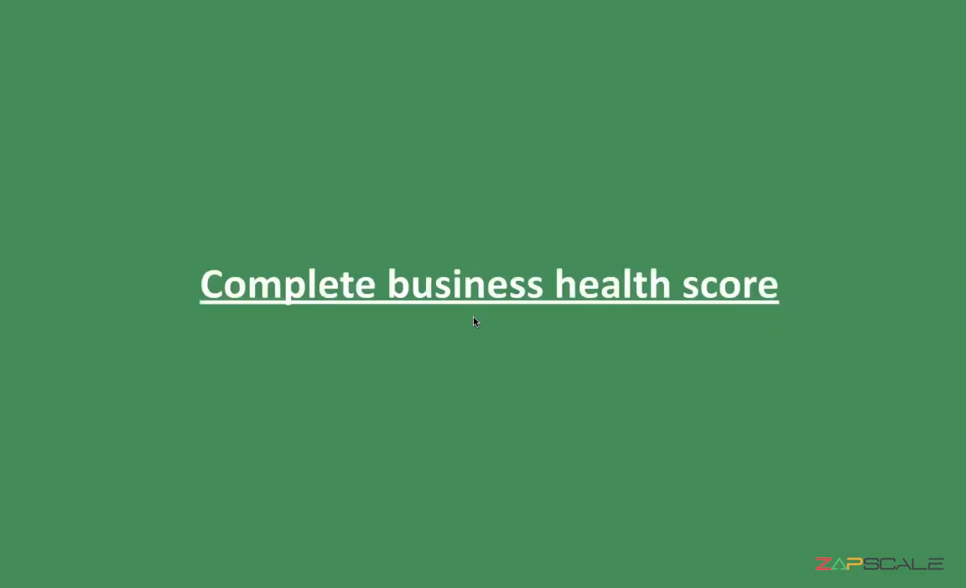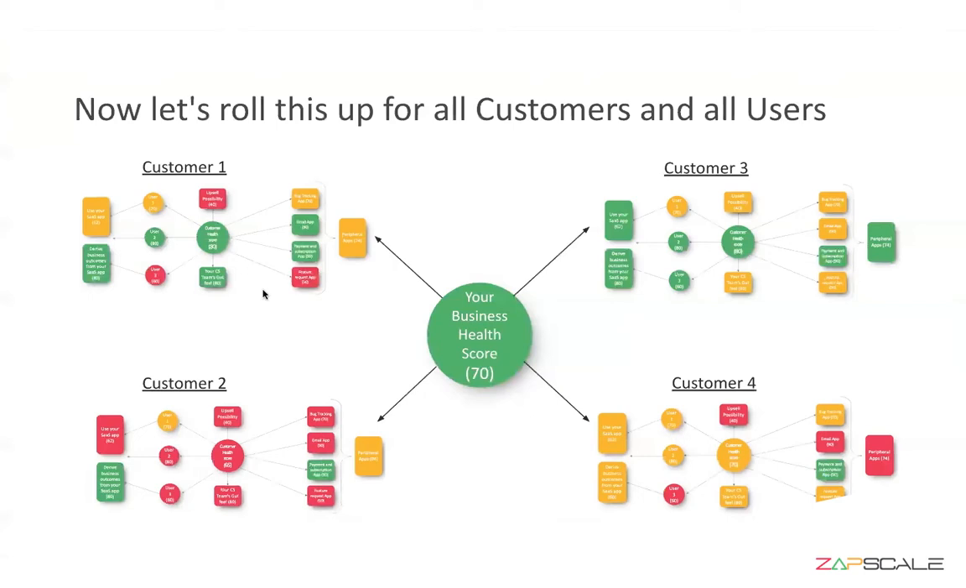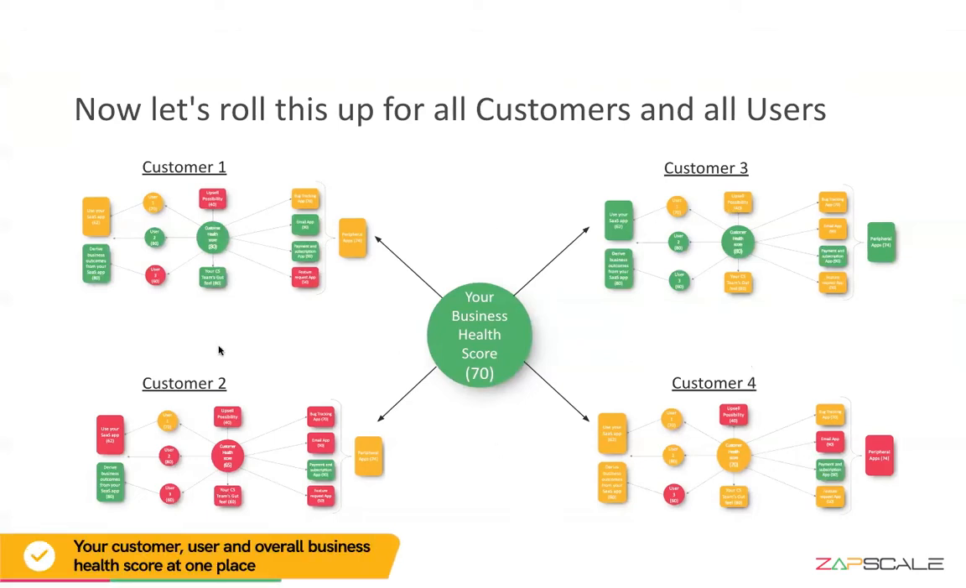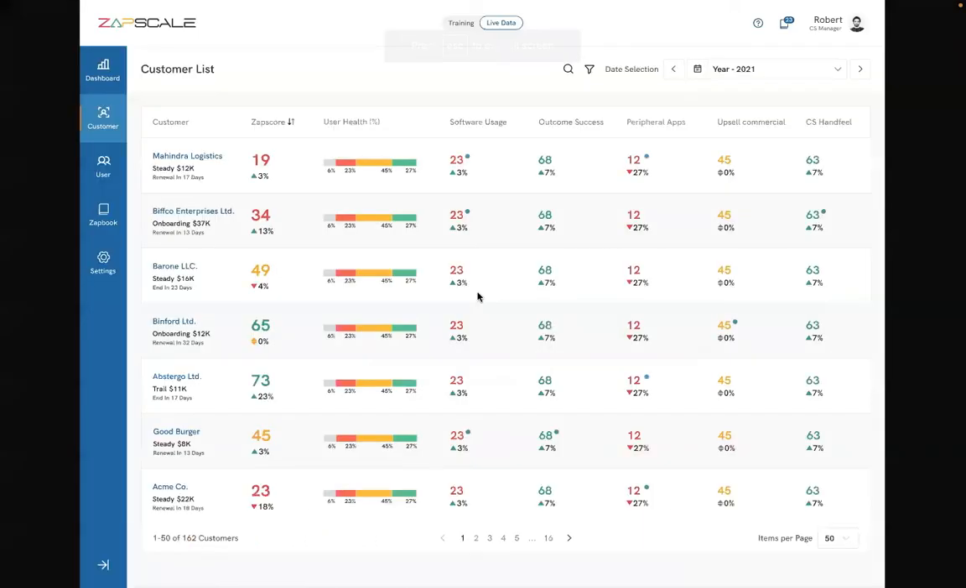If we zoom out to look at your business, it would look like this, where you have multiple customers. Each customer would be at a different health state and health score with a different color coding, and all your customers' health would combine to give you your business health score. Now, this is the same view that you get in the ZapScale product, which is this.